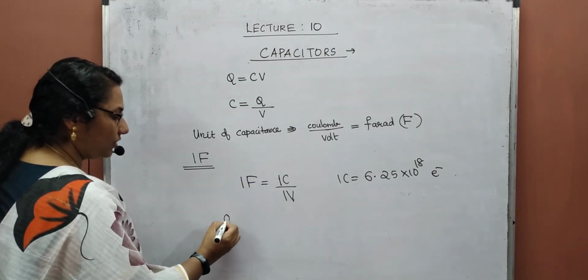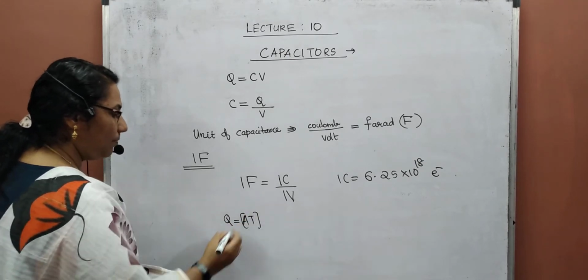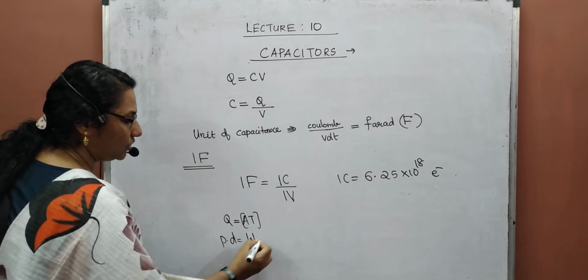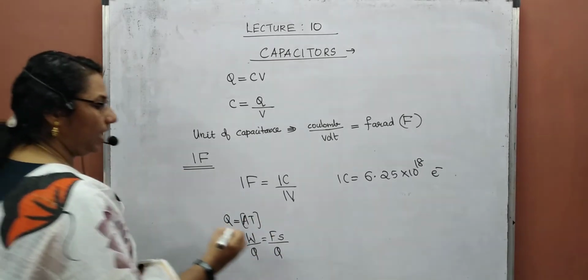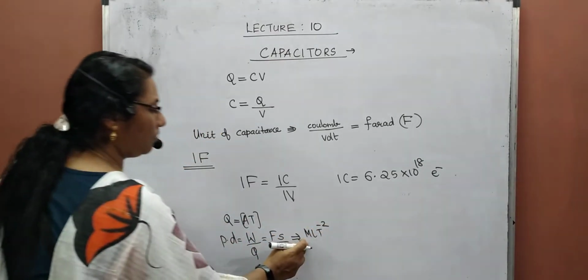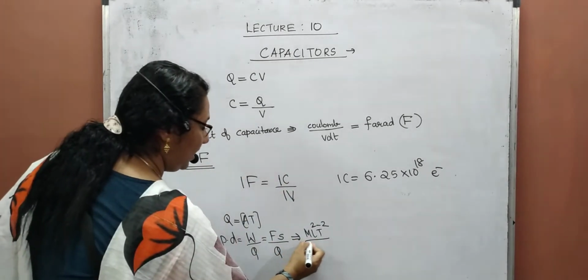Coulomb is charge. What was the dimension of charge? AT. Then, potential difference. It is the work done to move the charge. What is work done? Force into displacement by charge. Take the dimension. Force is mass into acceleration, MLT raised to minus 2. Then displacement, by AT.